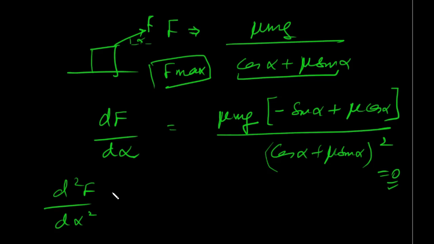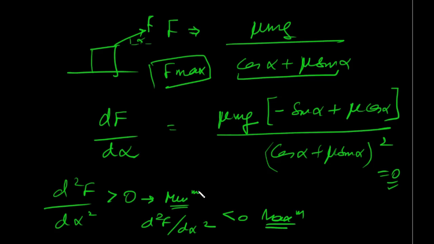It can also be minimum. If d square F by d alpha square is greater than 0, then it will be minimum. If d square F by d alpha square is less than 0, then it will be maximum. You have to check it for yourself. Do not go by my verdict that this will always be maximum. This can be minimum also. You have to check. Okay, you please check.